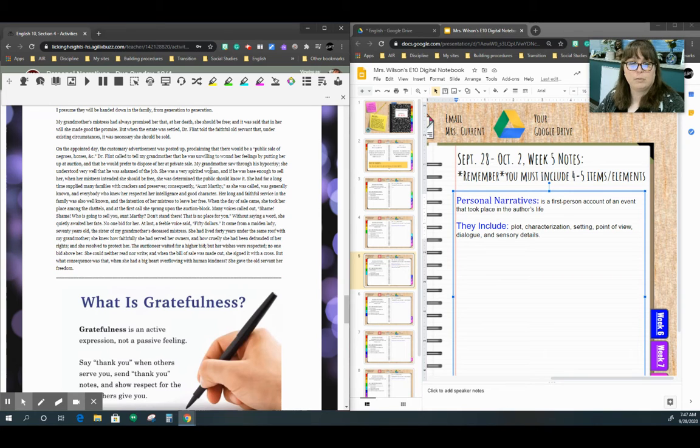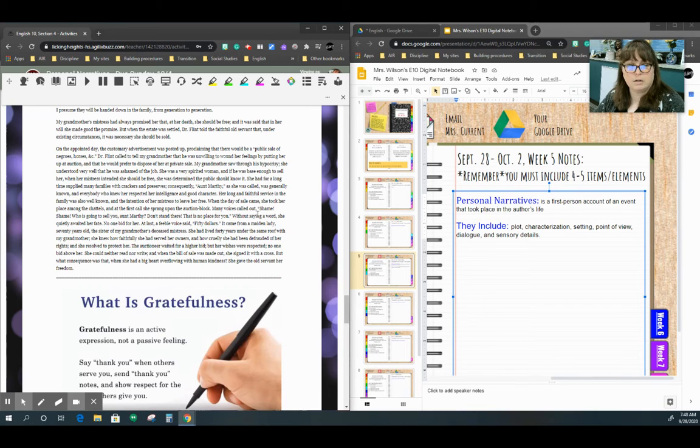She was a very spirited woman, and if he was base enough to sell her when her mistress intended she should be free, she was determined the public should know about it. She had for a long time supplied many families with crackers and preserves. Consequently, Aunt Marthy, as she was called, was generally known, and everybody knew her, respected her intelligence and good character. Her long and faithful service to the family was also well known, and the intention of her mistress to leave her free. When the day of the sale came, she took her place among the chattels, and at the first call she sprang upon the auction block.